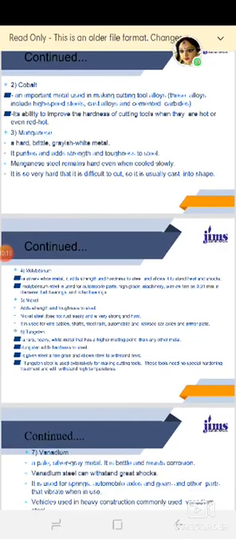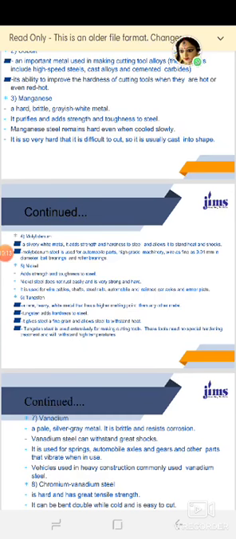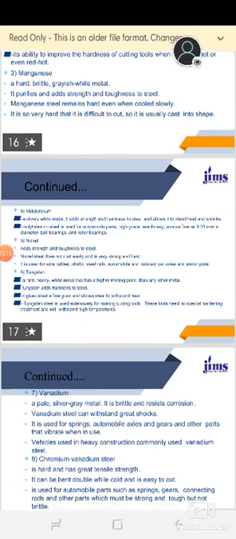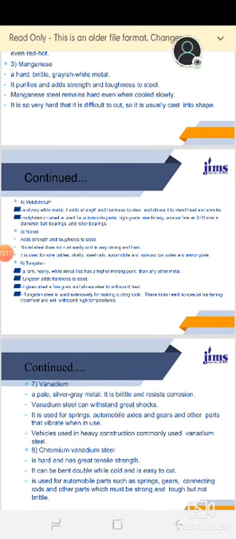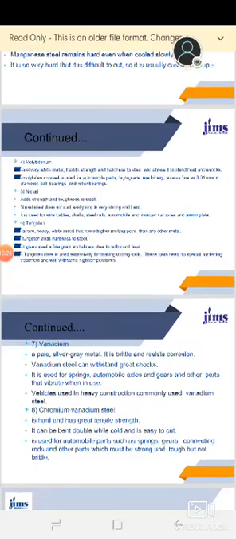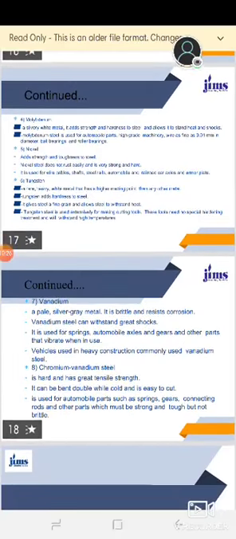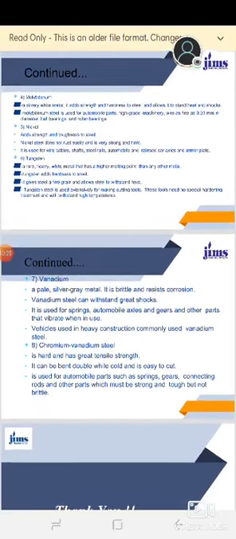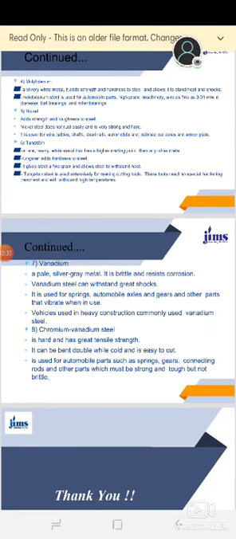Next is molybdenum. Molybdenum is a silver white metal. It adds strength and hardness to steel. It allows steel to stand heat and shock. Molybdenum steel is used for automobile parts, high grade machinery, wire as fine as 0.1 mm in diameter, ball bearings and roller bearings.